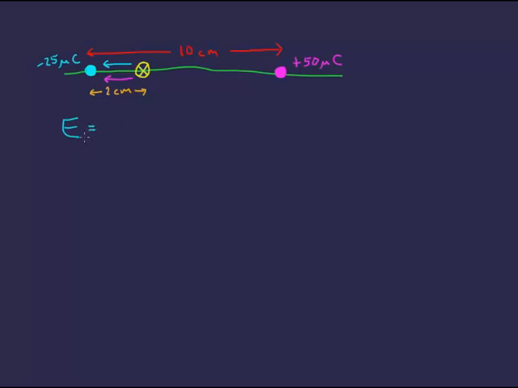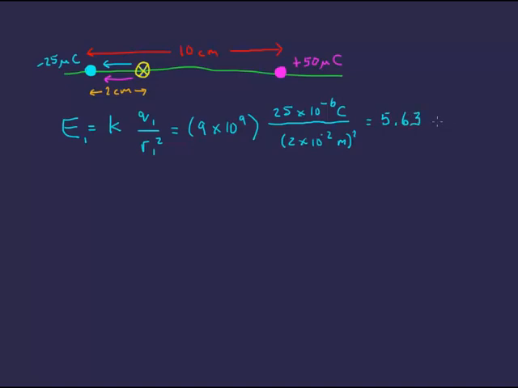So the first electric field, we'll call it E1, is k Q1 over r1 squared. And that's going to be 9 times 10 to the 9 times 25 times 10 to the negative 6 coulombs over 2 centimeters, which is 2 times 10 to the negative 2 meters squared. And that's going to come out to 5.63 times 10 to the 8 newtons per coulomb.